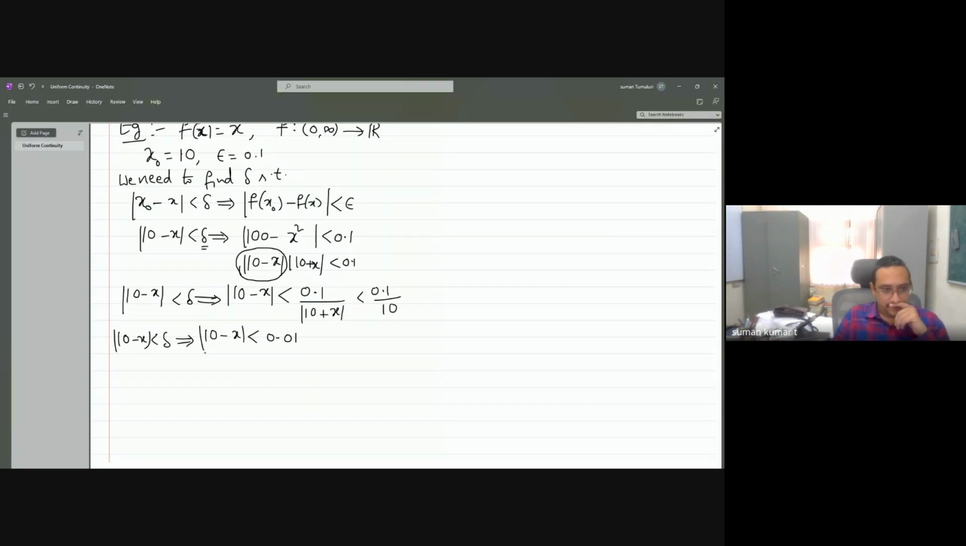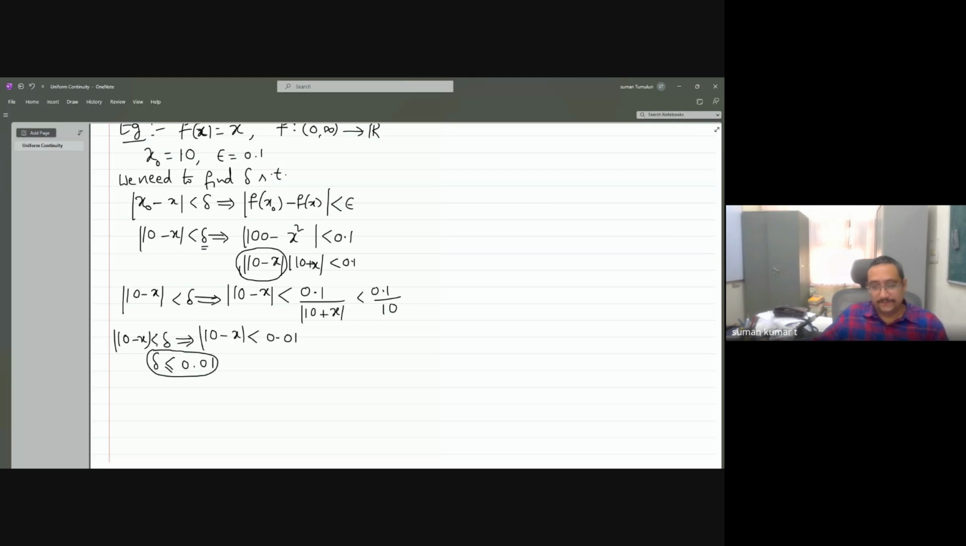So what can you say about delta? From this, what do you conclude? I conclude that delta is less than 0.01, or less than or equal. Suppose delta is bigger than 0.01, then such a thing cannot happen, right? So delta is less than 0.01.